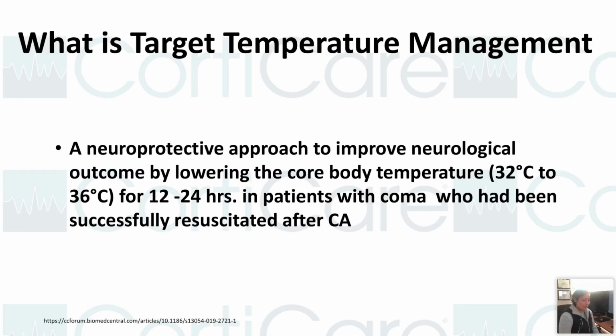I know 36 degrees is normothermic, but different hospitals and different ICU teams have either adopted a standard of care or have their own way of attaining this temperature, right? So some ICUs will work with 34, and some will even decrease the temperature to 32 degrees. And this temperature is to be maintained for 12 to 24 hours. And remember that this management, this TTM or hypothermia, is only for patients who are successfully resuscitated after cardiac arrest.